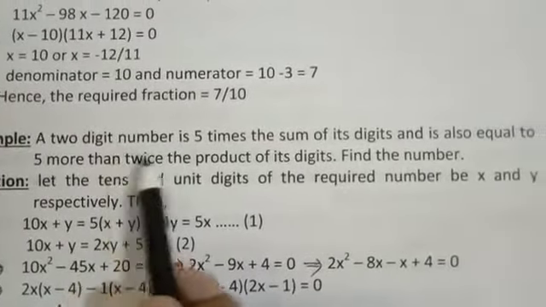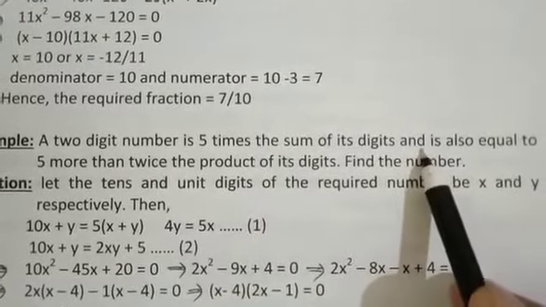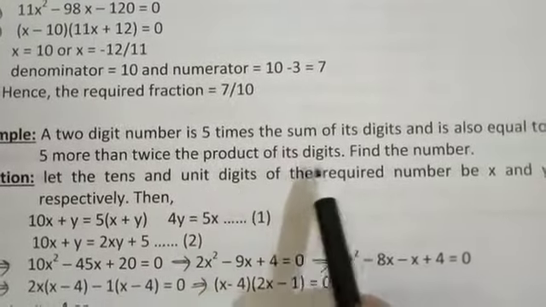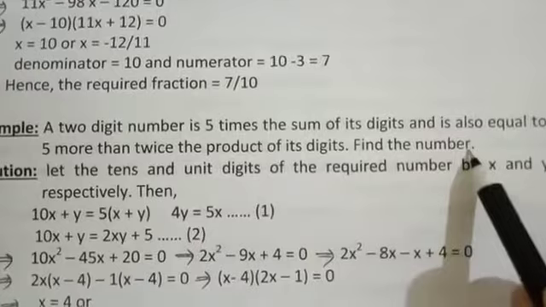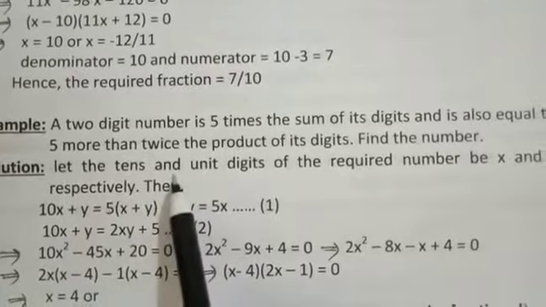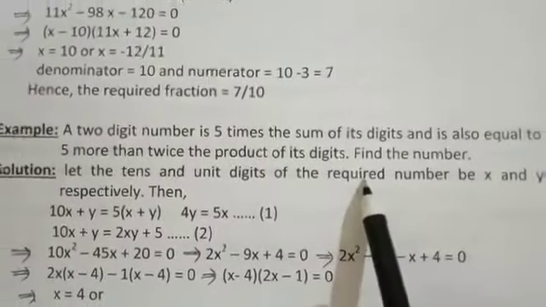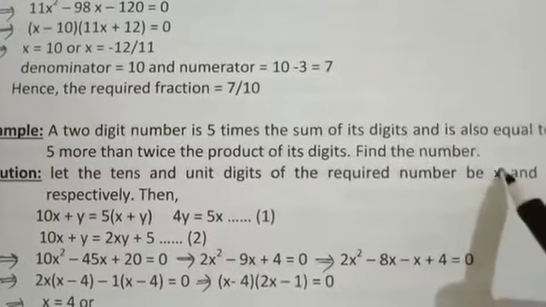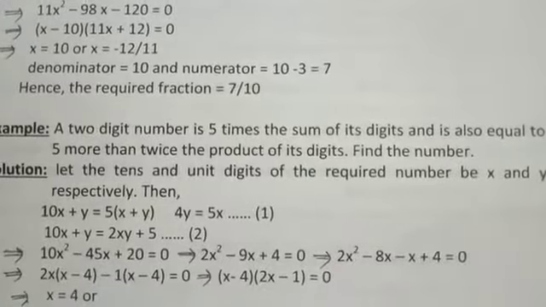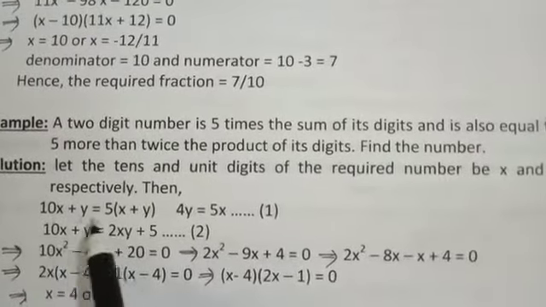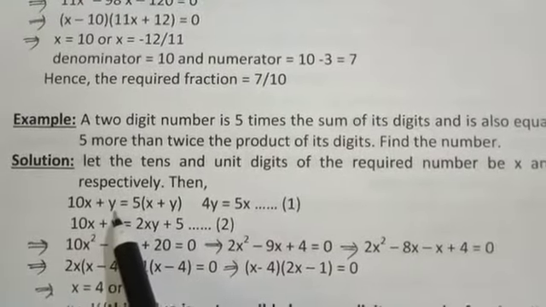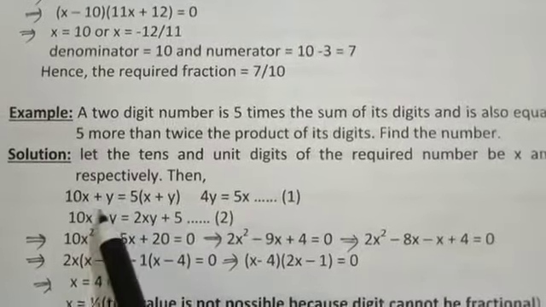A two-digit number is 5 times the sum of its digits and is also equal to 5 more than twice the product of its digits. Find the number. So coming to the solving part, we will assume, let the tens and unit digit of the required number be x and y. x is the tens place, y is the unit place, and then we have the number 10x plus y, because x was in the tens place and y was in the ones place.